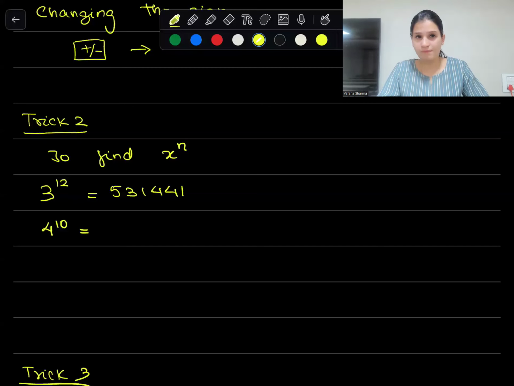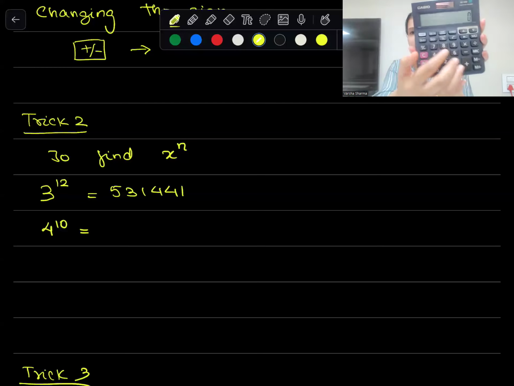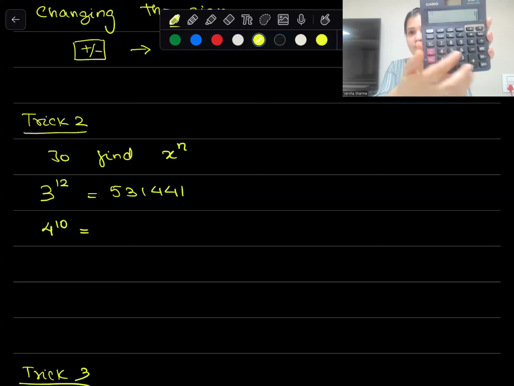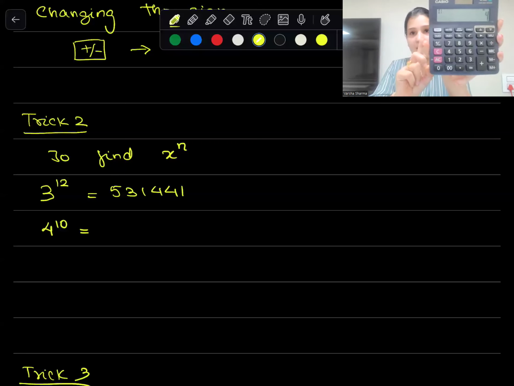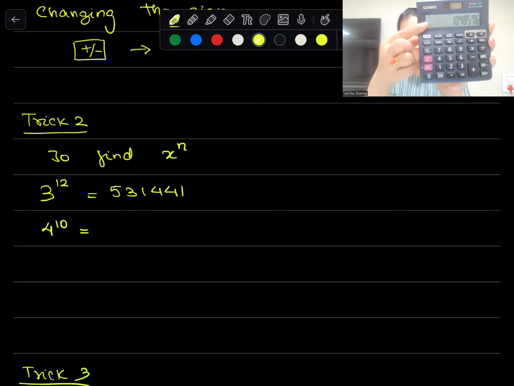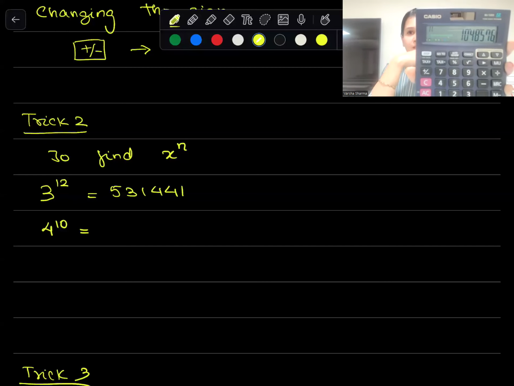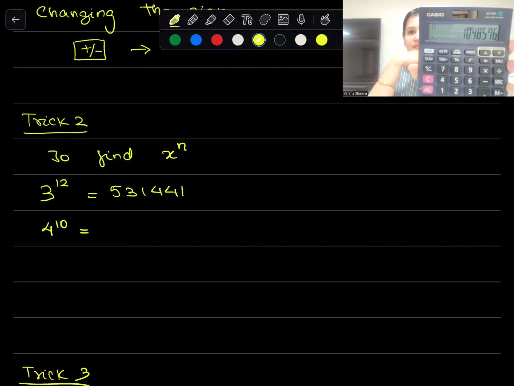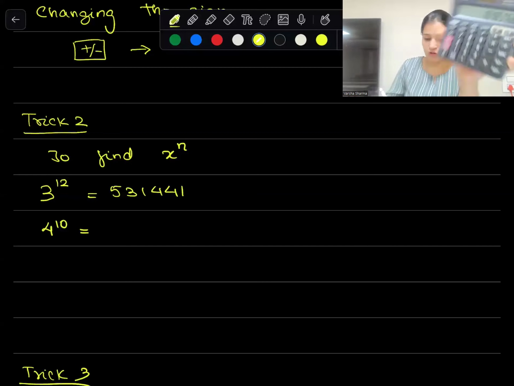Ma'am, is that answer 1048576? Okay, let's see. This is 4. See, in my calculator, pressing once also works. 2, 3, 4, 5, 6, 7, 8, 9, 10. My screen shows 11, which means I have got till 10. So your answer should be 1048576.